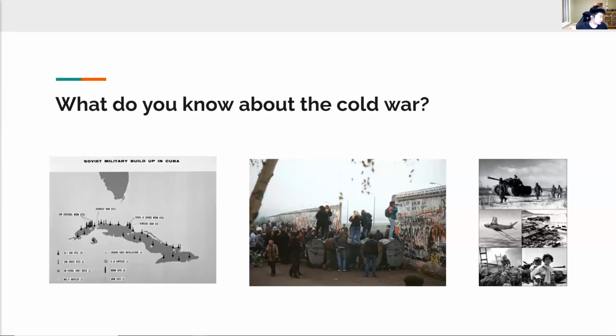So let me share my screen and maybe you guys can tell me more about it. All right. Can you see my screen right now? Yes? All right. So we were just talking about MAD, which means both countries have nuclear weapons, which means that they kind of agree that we shouldn't use nuclear weapons because that would just harm a lot of people.